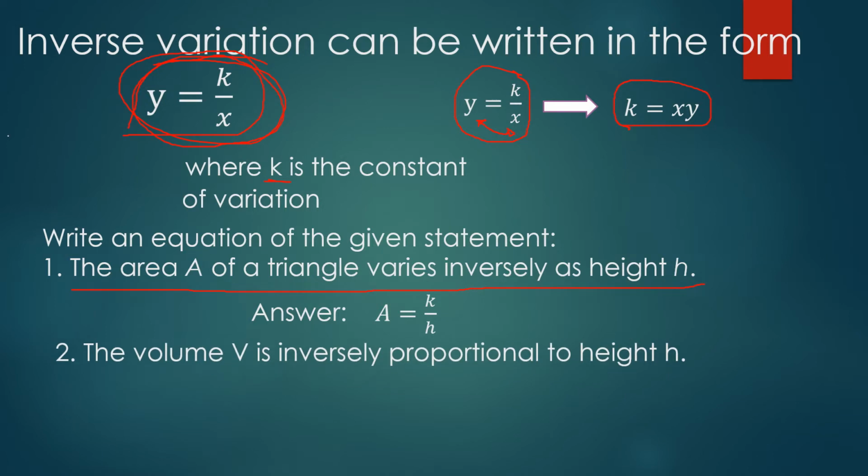Another, we have number 2. The volume V is inversely proportional to height H. So ang equation niya is V is equals to K over H. So ingon na lang ang pagbuhat og equation based sa ato ang inverse variation statement.